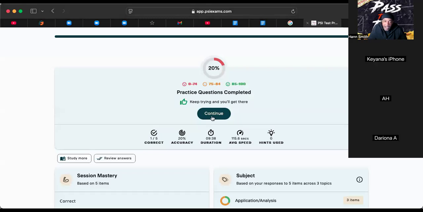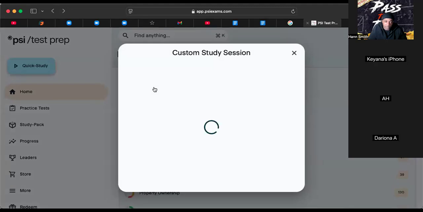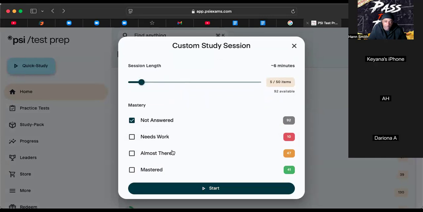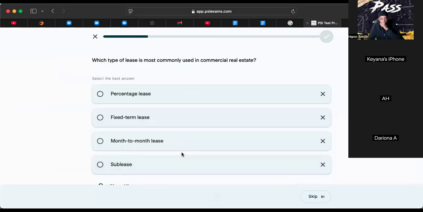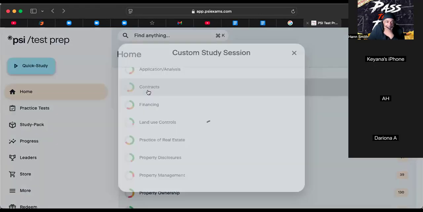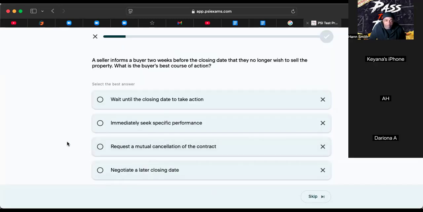Let's answer like 5 more and then call it a night. We started at 9:30, so that's 2 hours. And let's take 5 of the unanswered questions, and they're going to tell us if we're right or wrong immediately. So this is contracts. I don't like that one. They ask us questions that have nothing really to do with contracts. So let me do this. Let me do 10, and then we'll skip 5, just in case we get some bad questions, questions that are not really related to it.